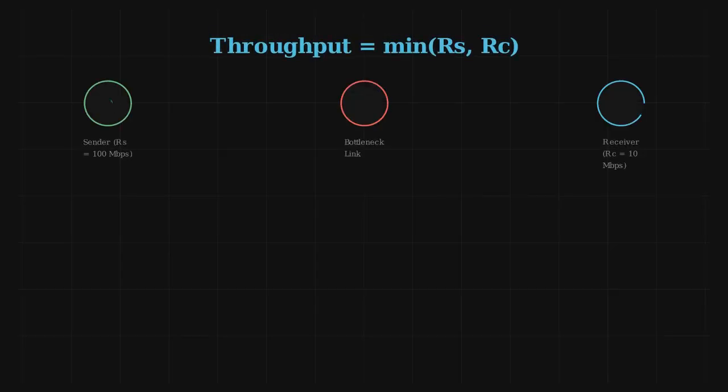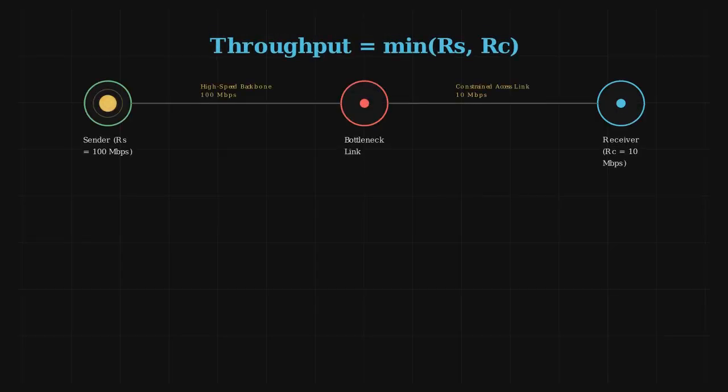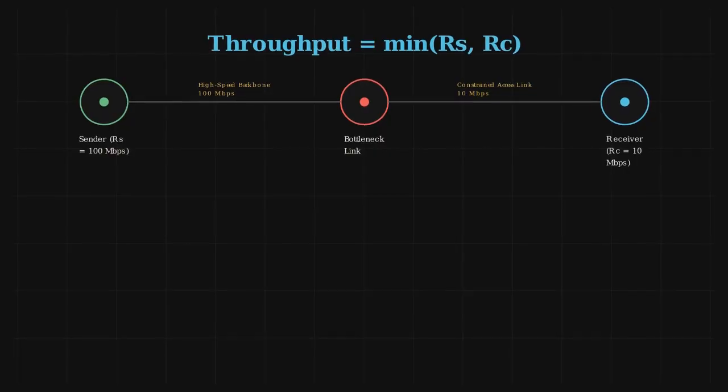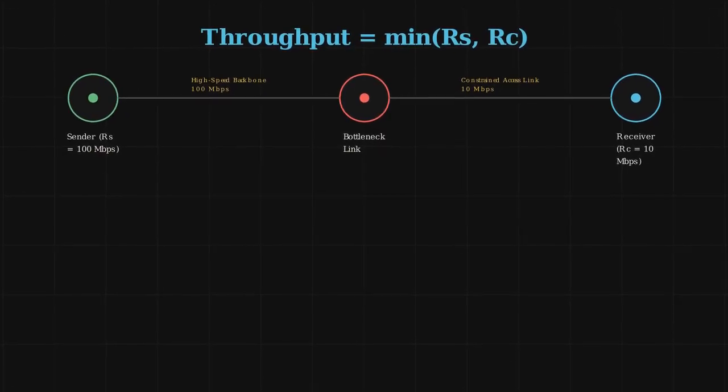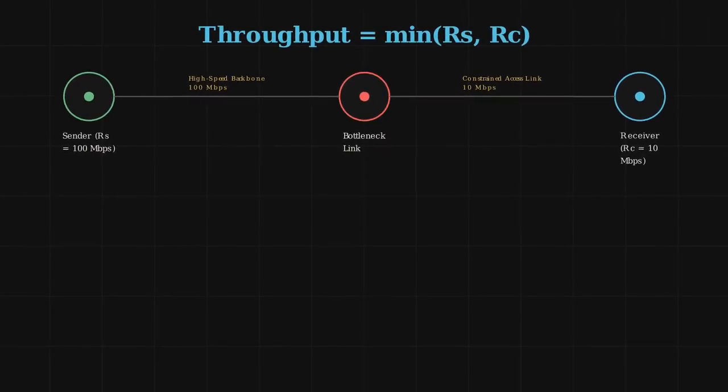End-to-end performance is ultimately limited by the bottleneck link. Throughput is defined mathematically as the minimum rate between the sender speed Rs and receiver speed Rc. No matter how fast other links are, the slowest connection dictates the maximum flow.